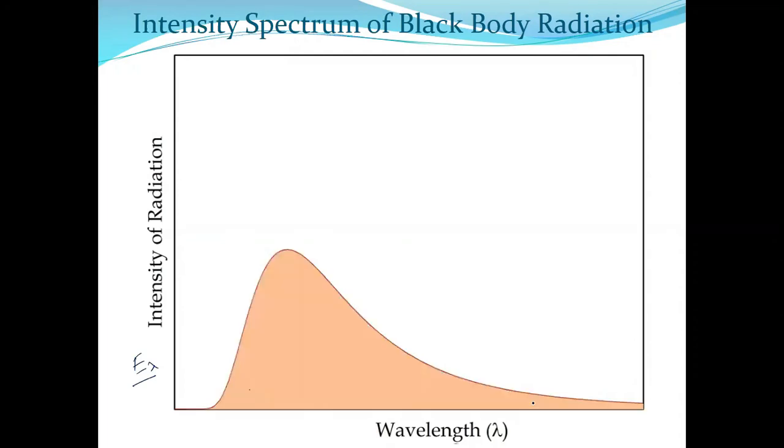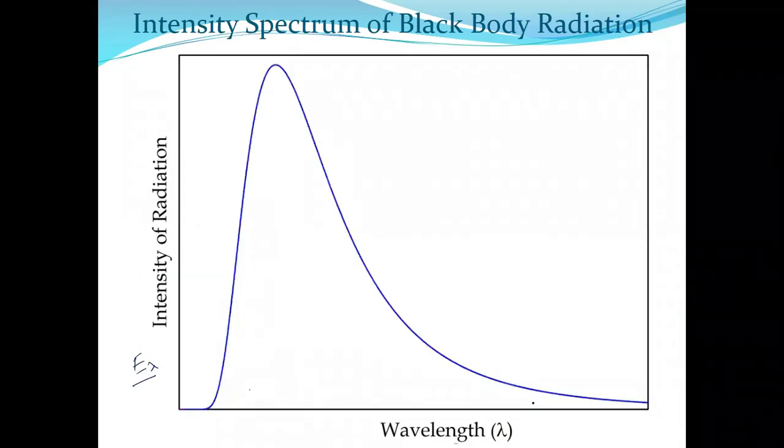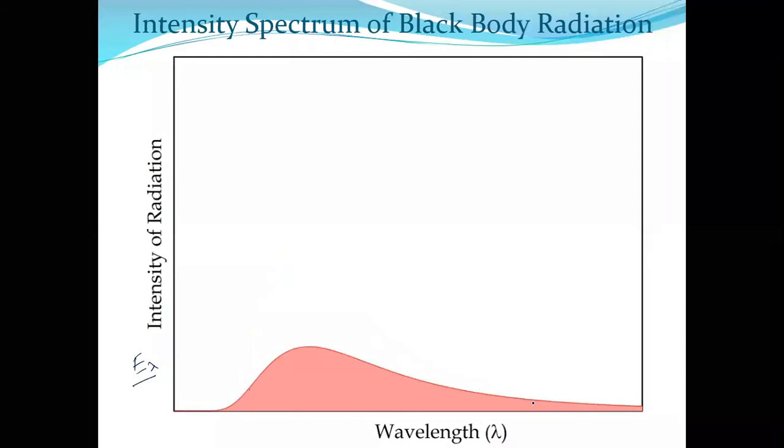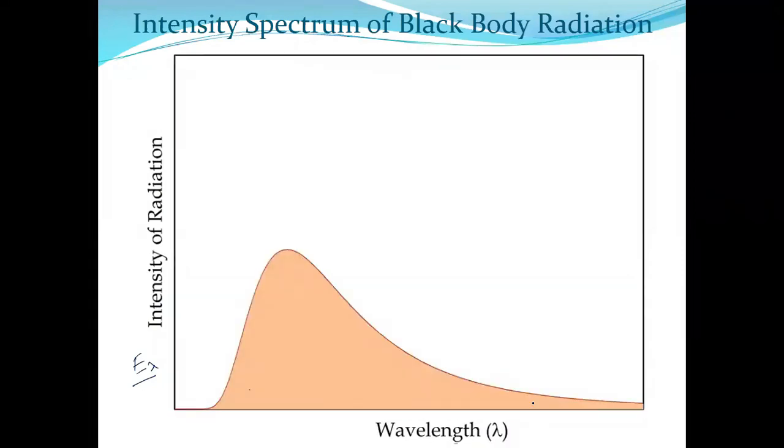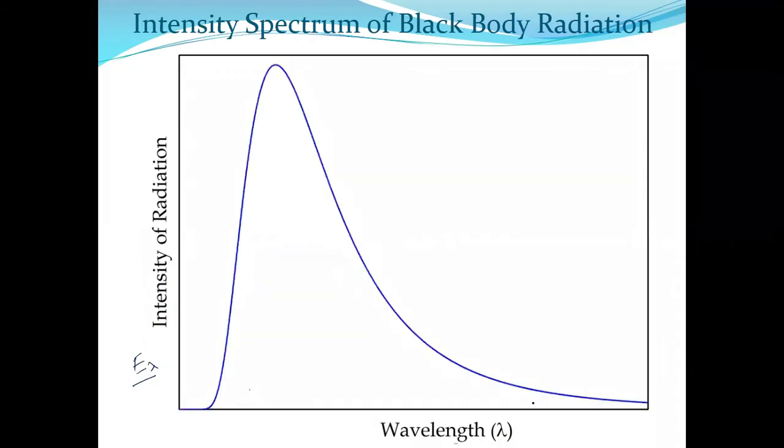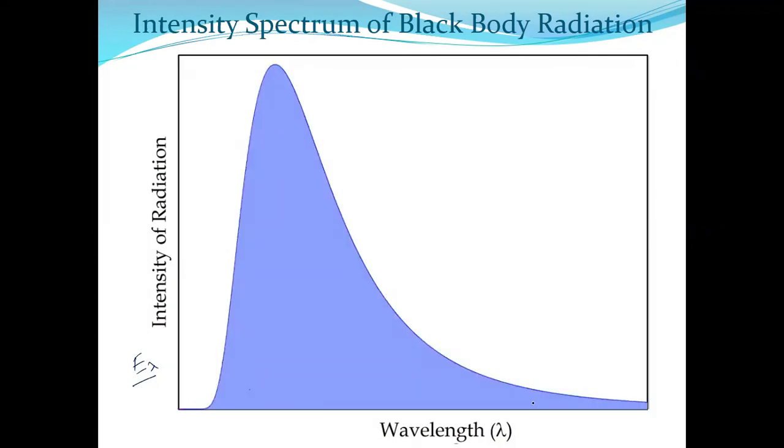Let's observe. This is the total intensity for all wavelengths now. In the previous case, for T1 Kelvin, this was the total intensity for all wavelengths. But now this is the total intensity for all wavelengths. If we increase the temperature more, for T3, the area under the curve is much more. So this is the total area under the curve. So hopefully you understood that if we increase the temperature, total intensity increases drastically.